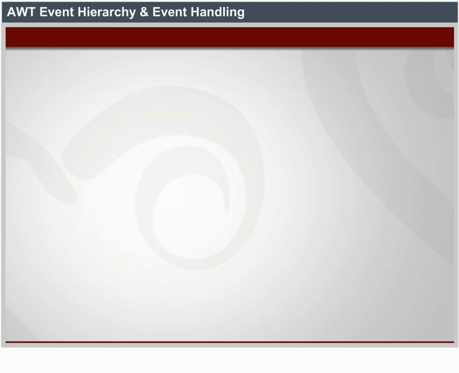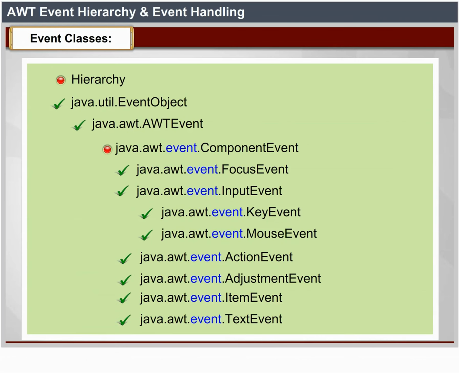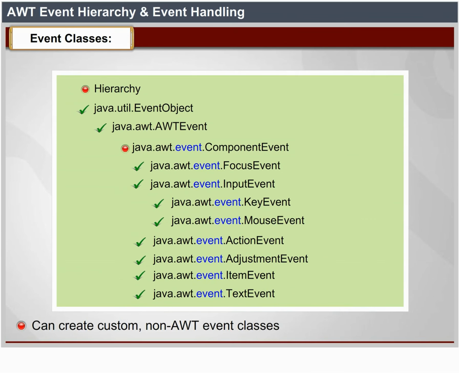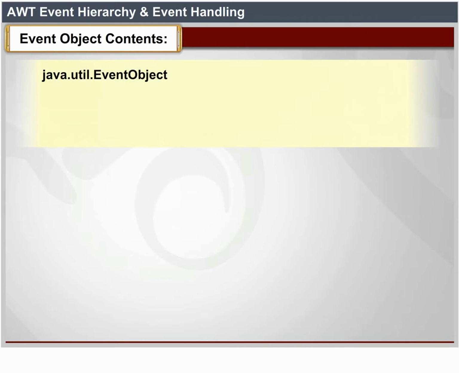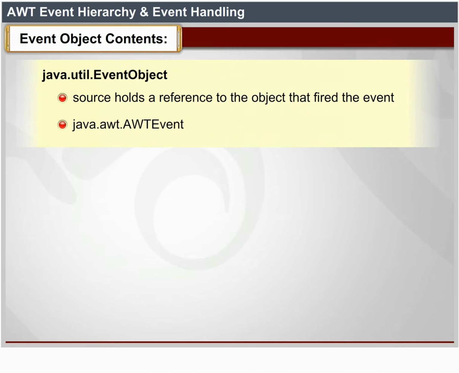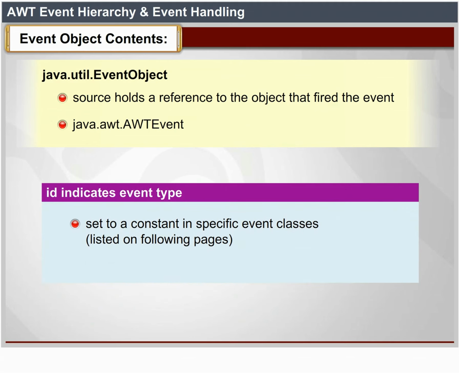AWT event hierarchy and event handling. Event classes. The hierarchy of event classes is shown below. We can create custom non-AWT event classes. Event object contents. java.util.EventObject: the source holds a reference to the object that fired the event. java.awt.AWTEvent: ID indicates the event type.